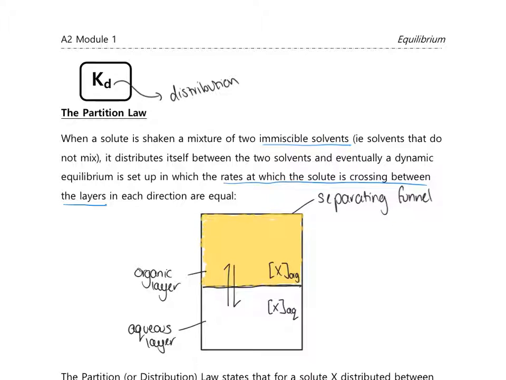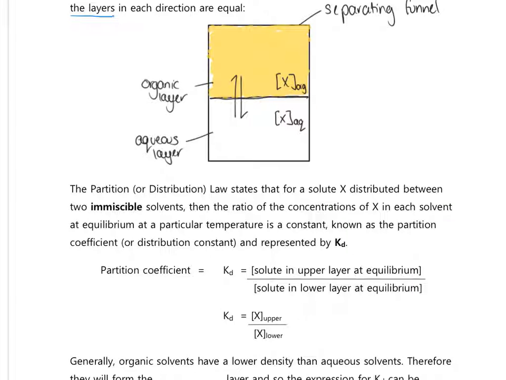Okay, so we've dissolved solute X and it's moving across these layers, but an equilibrium will be set up to show us the ratio between how much solute is dissolved in the organic layer and how much is dissolved in the aqueous layer. That is all summarised in what we call the partition law, or the distribution law, where our Kd comes from. The partition or distribution law states that the concentration of X in both of our layers is constant, but it is constantly dissolving and moving between the two layers, just like with our normal equilibrium.